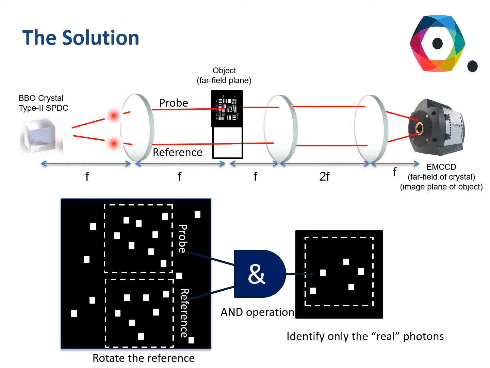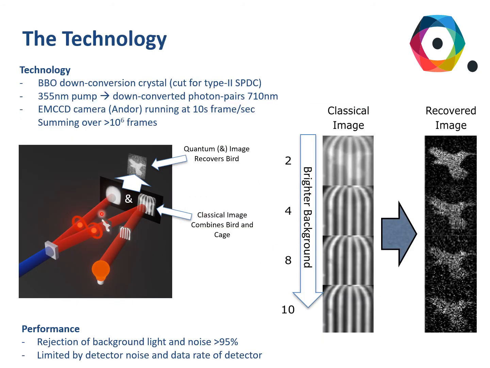So here we have an easier to read diagram with which I'll describe the technology. We use a BBO crystal cut for type 2 down conversion, so the two photons are spatially separated. We detect the reference beam on the camera as a beam, whereas the probe beam passes through the object, in this case a bird, and is imaged onto a different portion of the camera sensor.